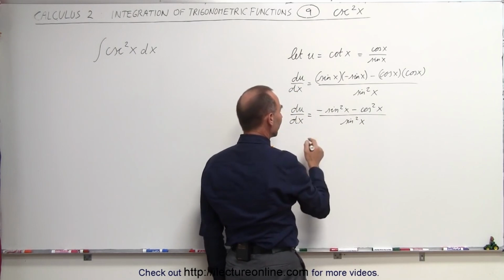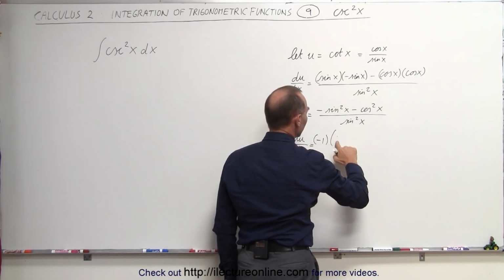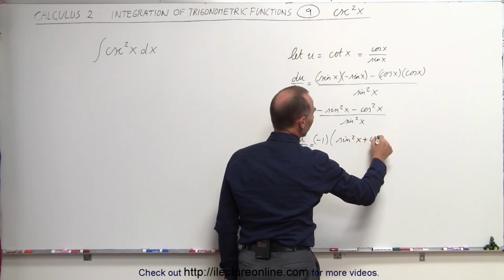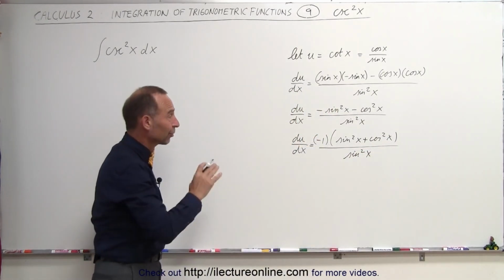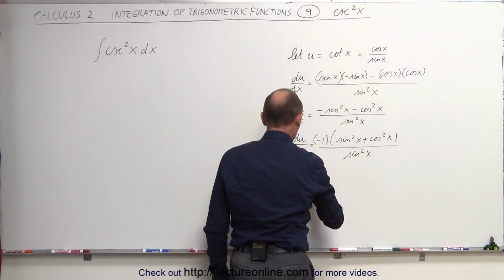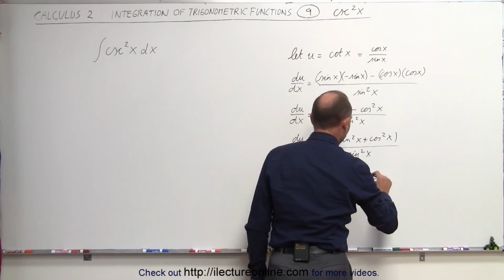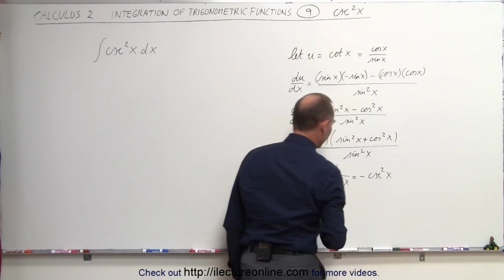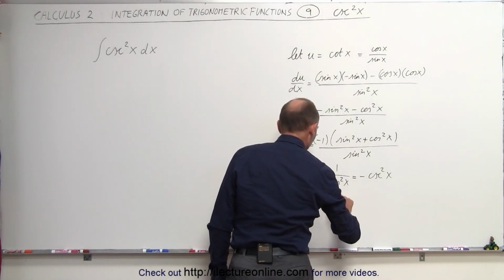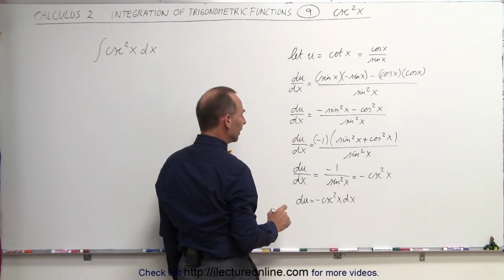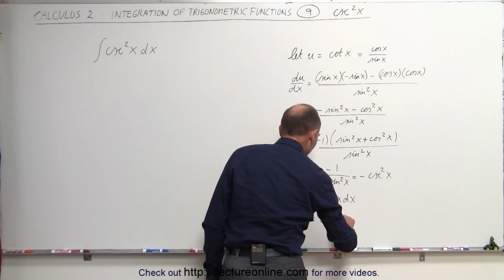And then in the numerator, if I factor out the negative 1, du dx is equal to minus 1 times the sine square of x plus the cosine square of x, the whole thing divided by the sine square of x. And of course, the sine square of x plus the cosine square of x is equal to 1. So we see that du dx is equal to minus 1 divided by the sine square of x, which is equal to minus the cosecant square of x. If I now multiply both sides by a dx, I get du is equal to minus the cosecant square of x times dx. Or, if I multiply both sides by negative 1, I can write minus du is equal to the cosecant square of x times dx.